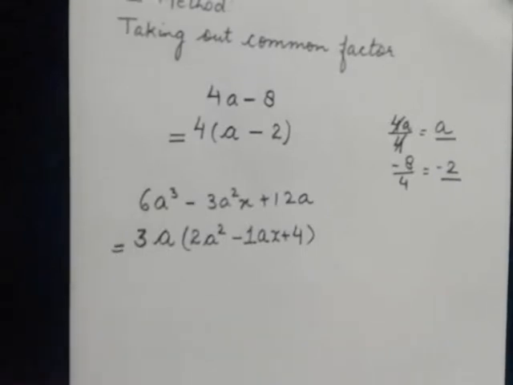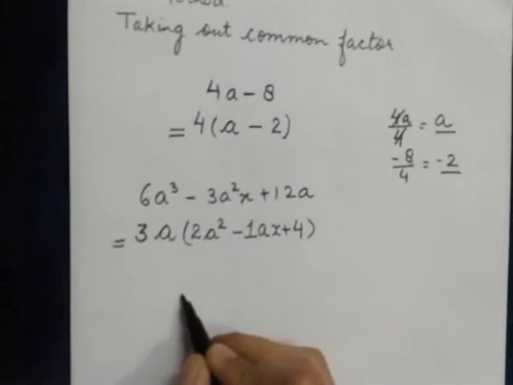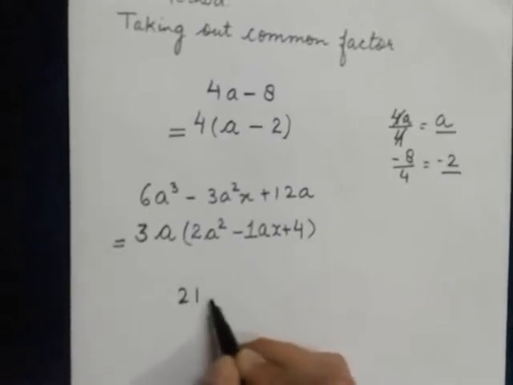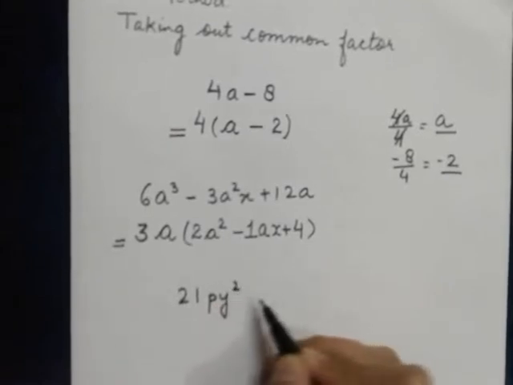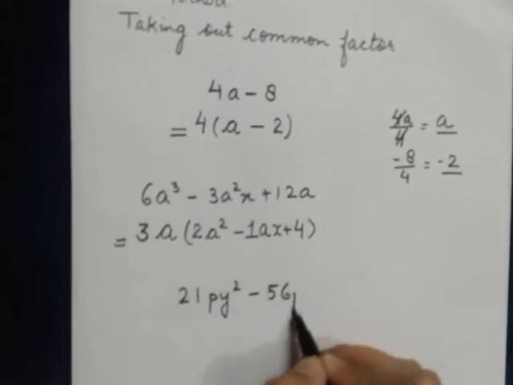Let us consider one more example of the same type. 21 py square minus 56 py.